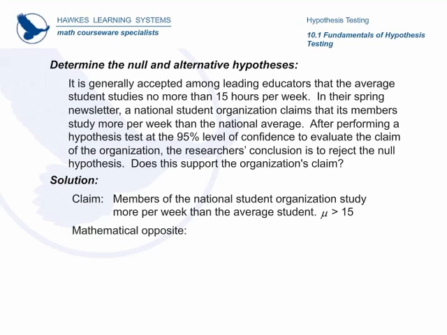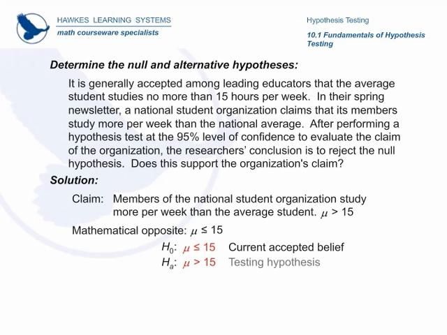Our mathematical opposite, or our competing claim, is that the average number of hours students study per week, says the leading educators, is less than or equal to 15 hours of study per week. So for our null hypothesis, we have the average less than or equal to 15. That's the current accepted belief by the leading educators. And then our alternative hypothesis says that the average number of hours studied per week, claimed by the National Student Organization, is greater than 15 hours per week.